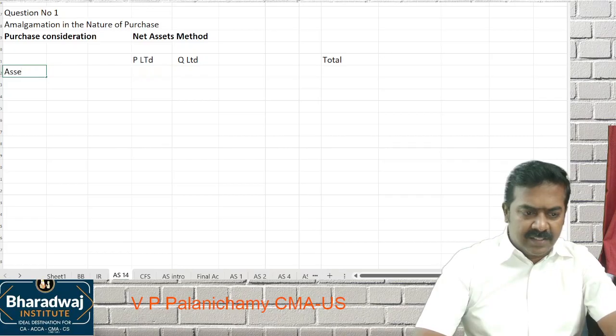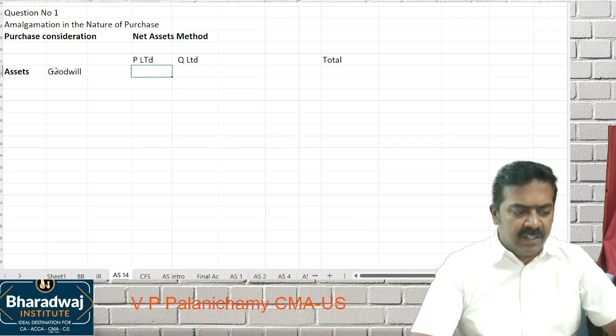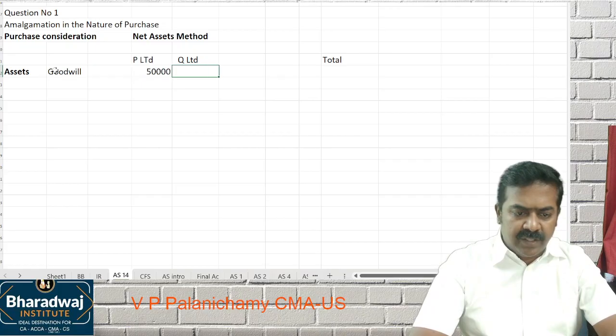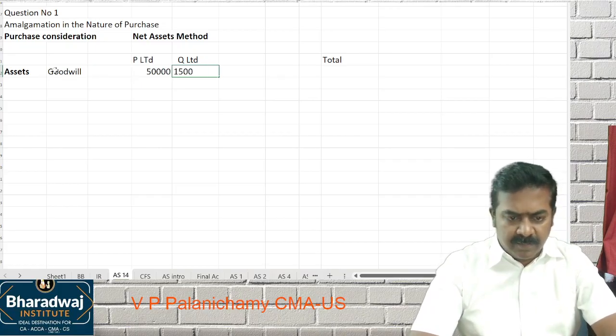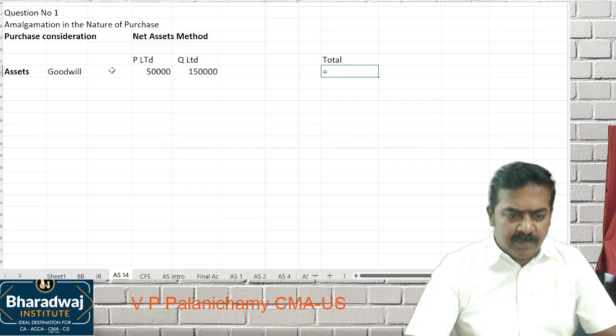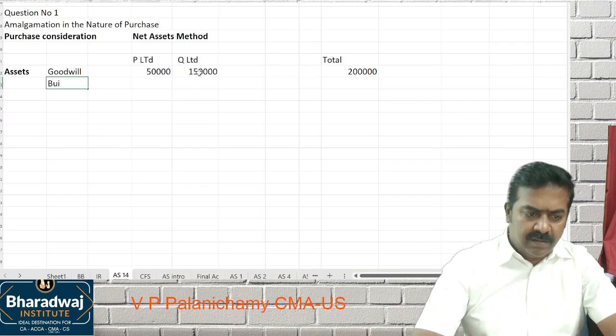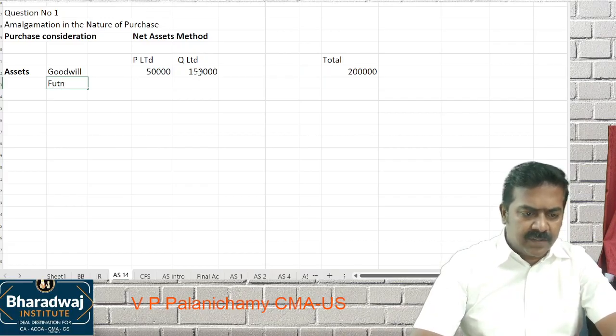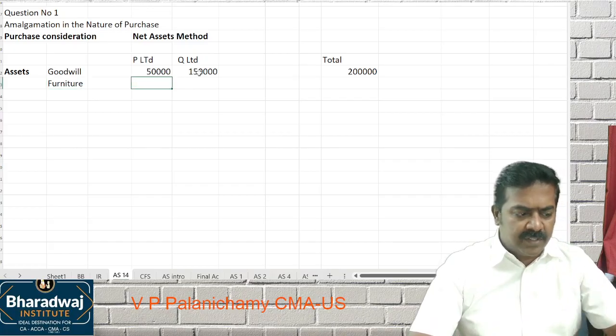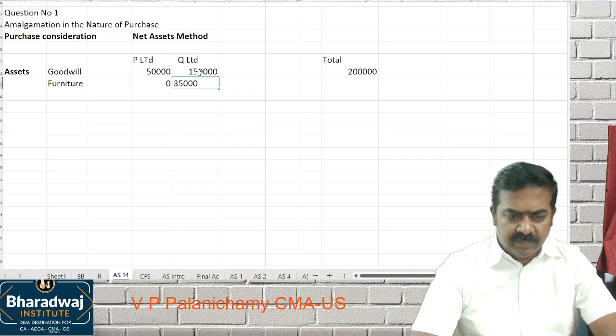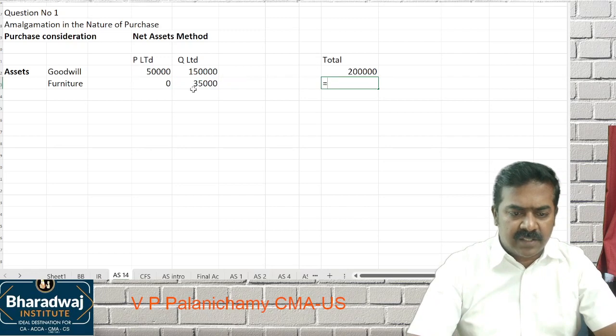Start. Assets taken over. Balance sheet, it will come as, of course, assets. What are the assets? Goodwill, revised value. Take the revised value of goodwill. What is the goodwill value? 50,000. Q Limited. So total will come for balance sheet. Then furniture and fixtures. Any revised value given? P Limited 0. Q Limited. Wherever revised value is given, take the revised value.